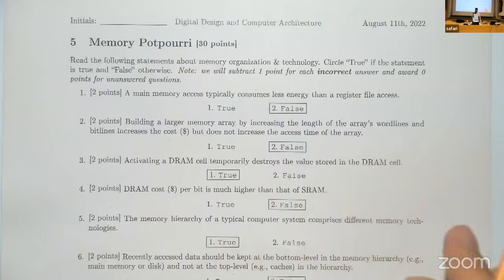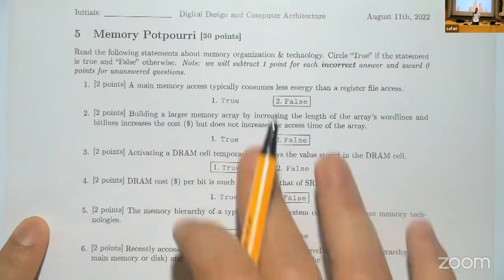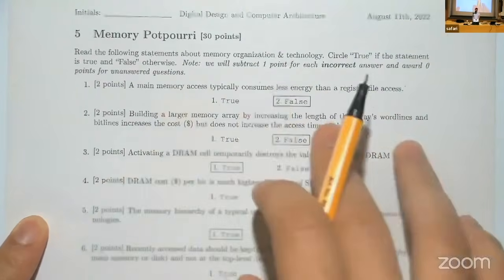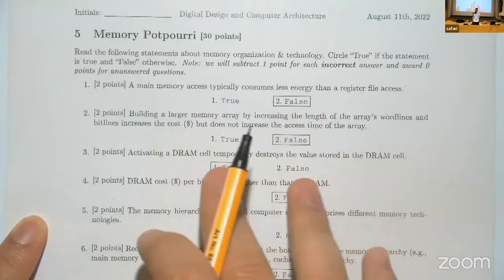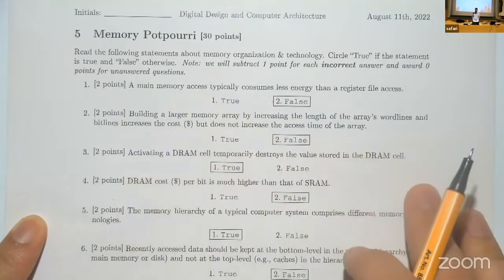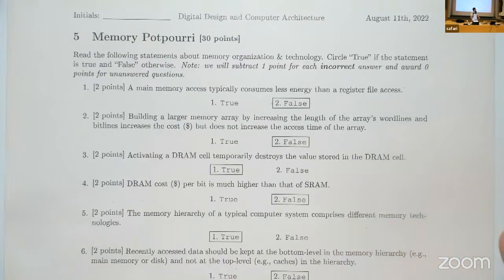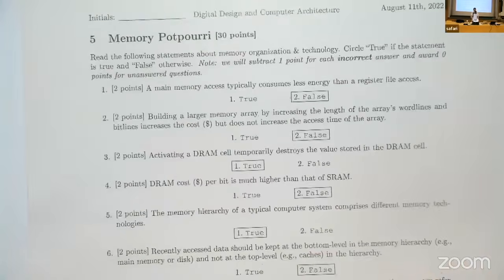Okay, so I'll start with the first one. I already have the answers circled here. I'll try to explain the reasoning behind the answers. The first one is: a main memory access typically consumes less energy than a register file access. And this is false because typically it's the other way around, right?